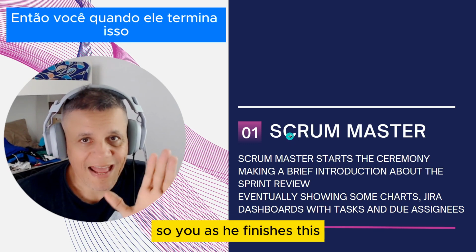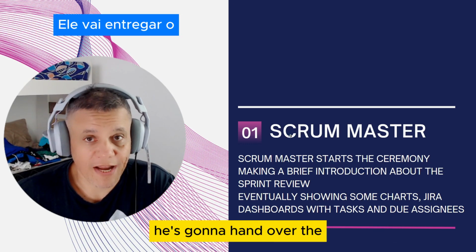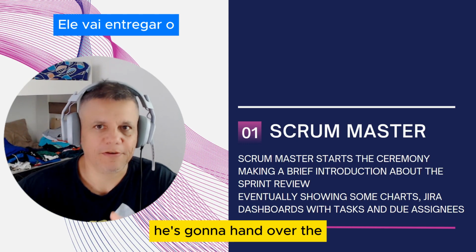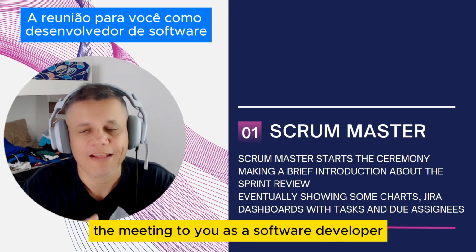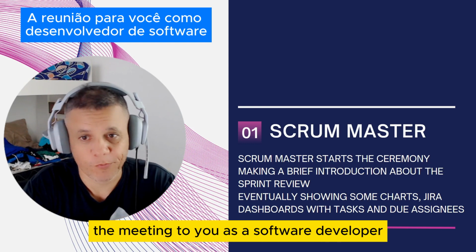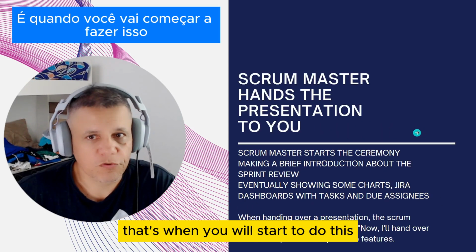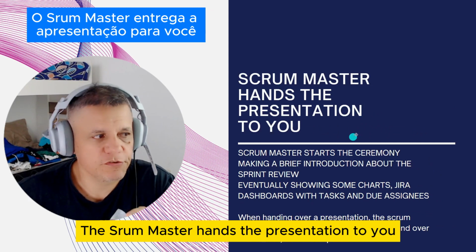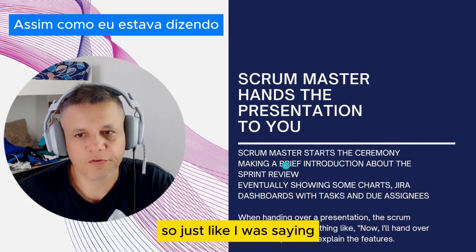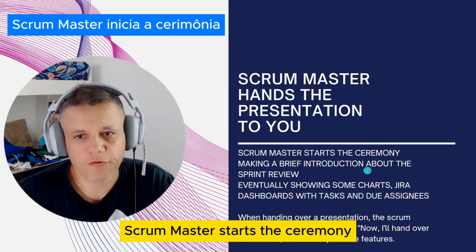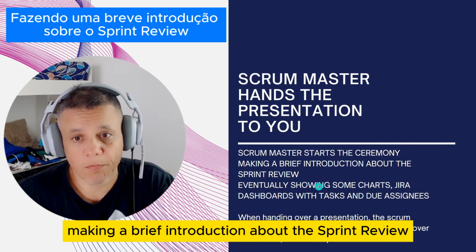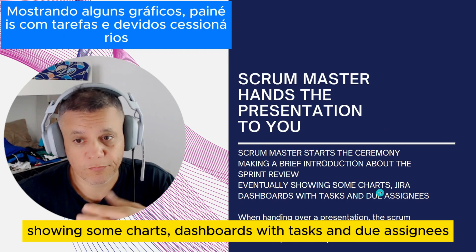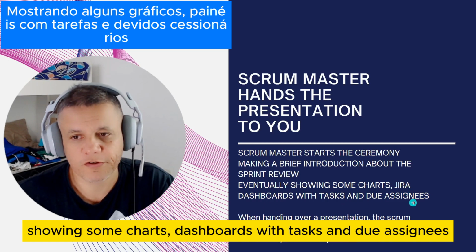So as he finishes this, he's going to hand over the meeting to you as a software developer. That's when you start to do this. The Scrum Master hands the presentation to you. Just like I was saying, Scrum Master starts the ceremony making a brief introduction about the sprint review, eventually some charts, Jira dashboards, tasks and due assignees.